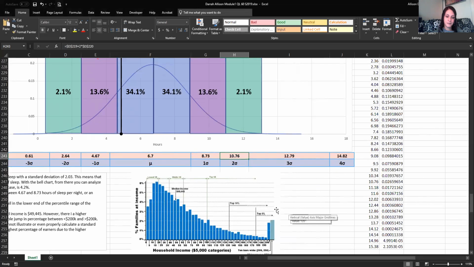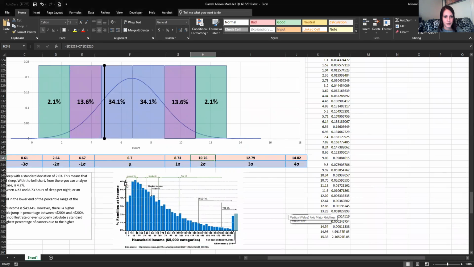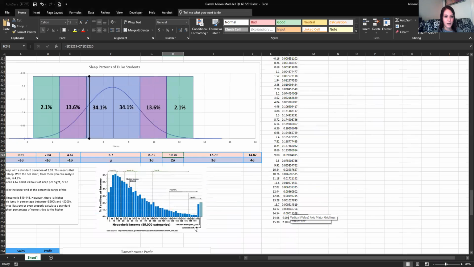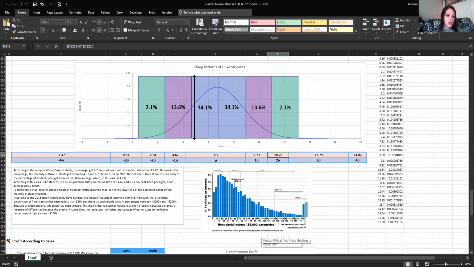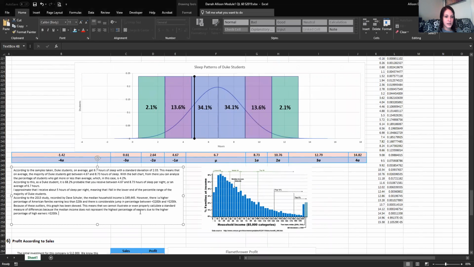I mean, I guess it is the average really, but it's not the number that correlates with the highest percentage of earners, which is what we're wanting. So according to the samples taken, Duke students on average get 6.7 hours of sleep with a standard deviation of 2.03. This means that on average, the majority of Duke students get between 4.67 and 8.73 hours of sleep.